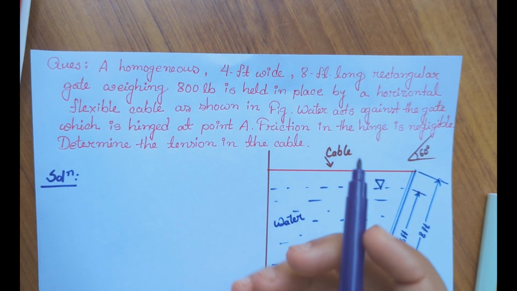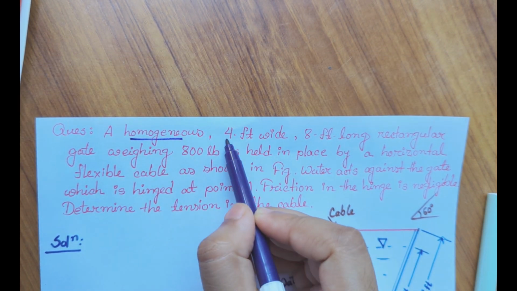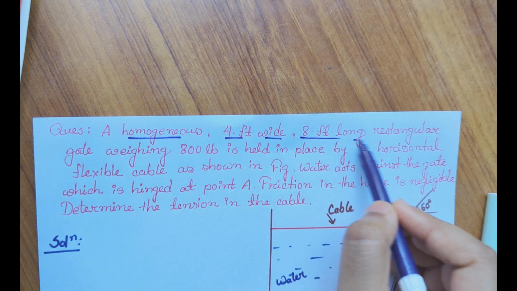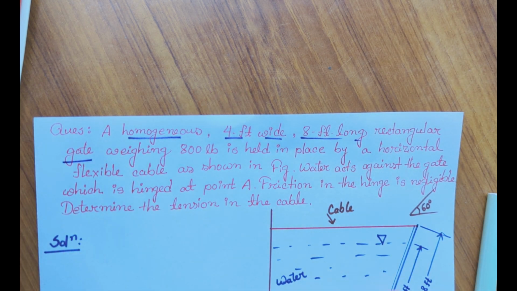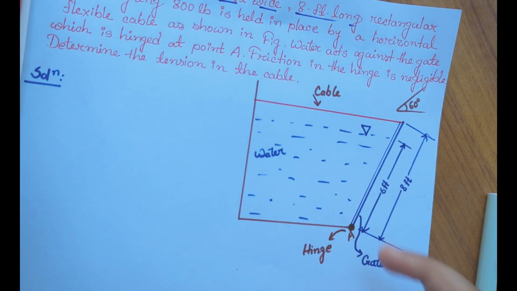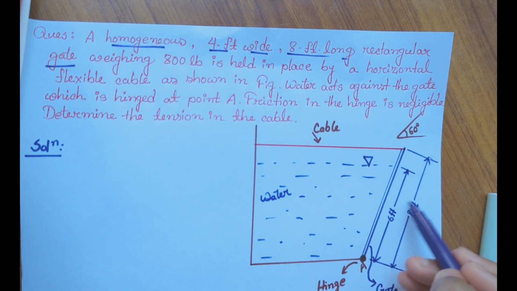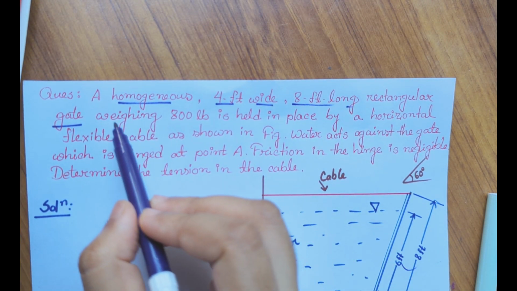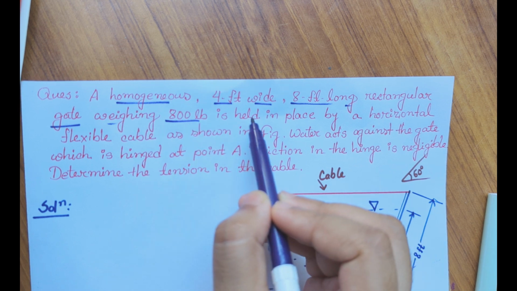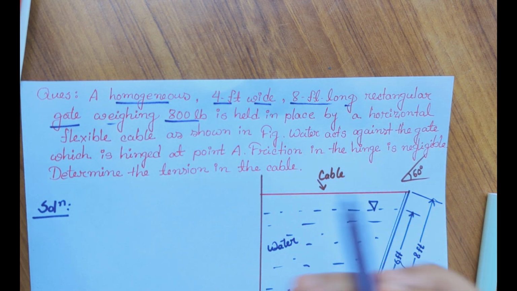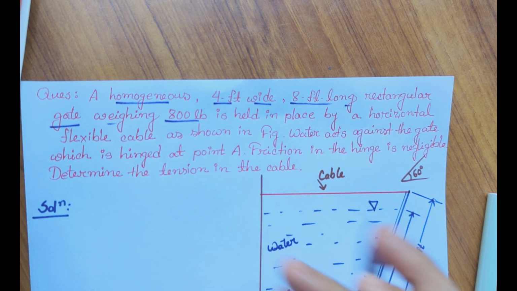Let's see the question. It says a homogeneous 4 feet wide and 8 feet long rectangular gate. This is a rectangular gate which is 4 feet wide and the total length is 8 feet, weighing 800 lb, held in place by a horizontal flexible cable as shown in the figure.